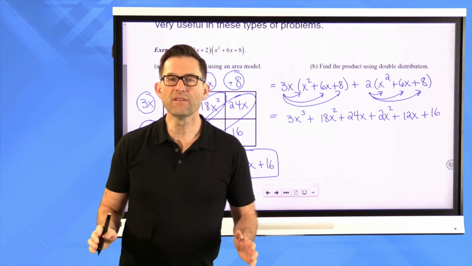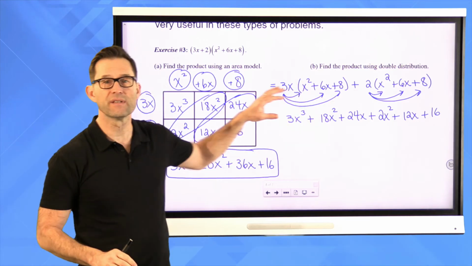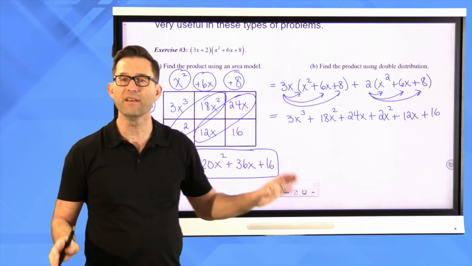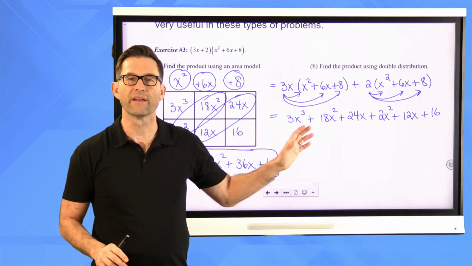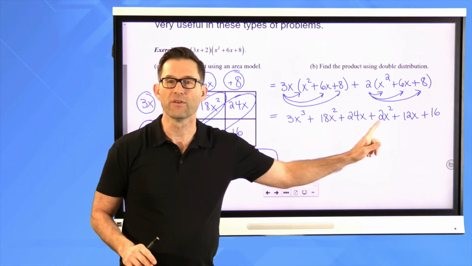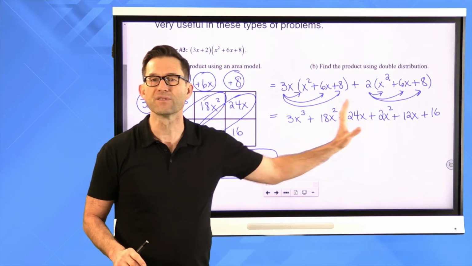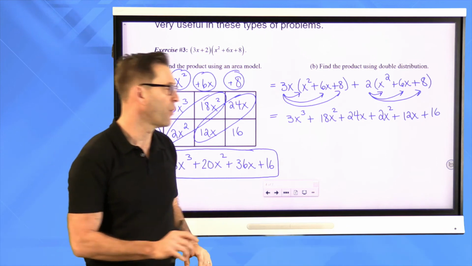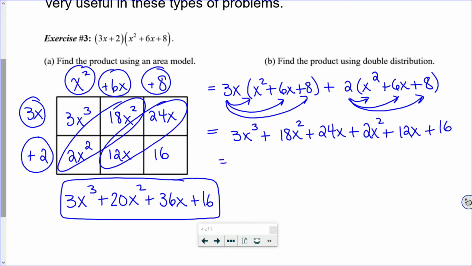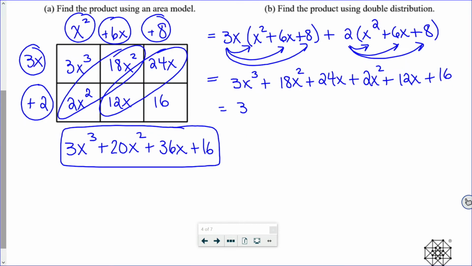Now, one of the advantages of double distribution is it doesn't take up as much space as this does. One of the disadvantages is that it's harder to see the like terms. Here, 18x squared and 2x squared are sort of separated by that 24x. Keep in mind, though, this is all addition, so I can rearrange any way I want. And if I wanted to, I could write an extra line, because I've got the space. I could rewrite this as 3x cubed plus 18x squared, plus 2x squared plus 24x plus 12x plus 16.